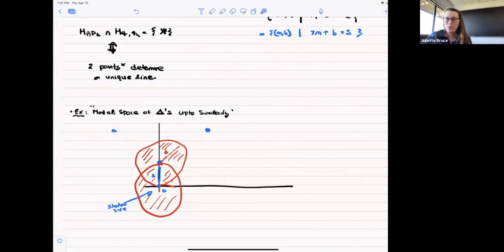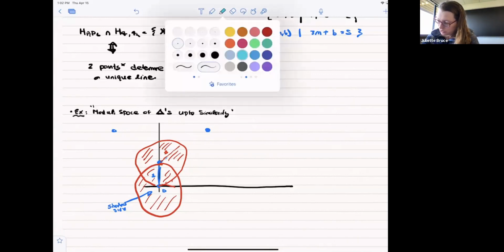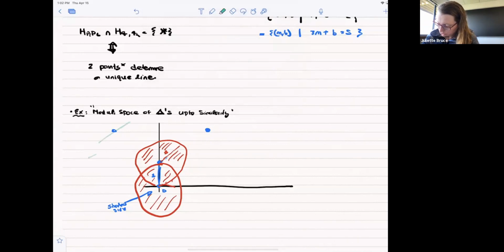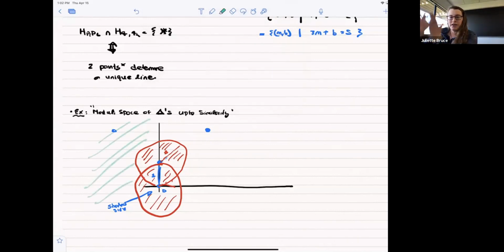And can anyone tell me why? Congruent via the reflection. Yeah, it's congruent via the reflection. So in some sense, anytime I flip over the y-axis, I get similar triangles. So I can throw out of my moduli space everything over here because they're similar to things in the right two quadrants.